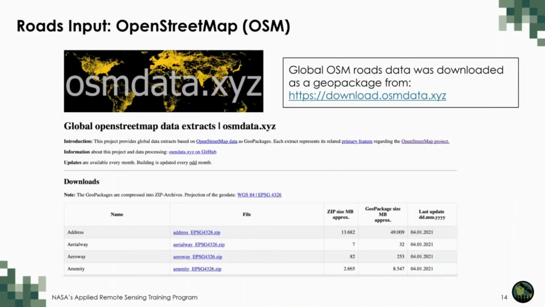The source of our roads input is OpenStreetMap, or OSM. The data are available as global downloads in geopackage format from osmdata.xyz. Using a global roads input provides a common road classification across countries, which supports cross-country comparisons.